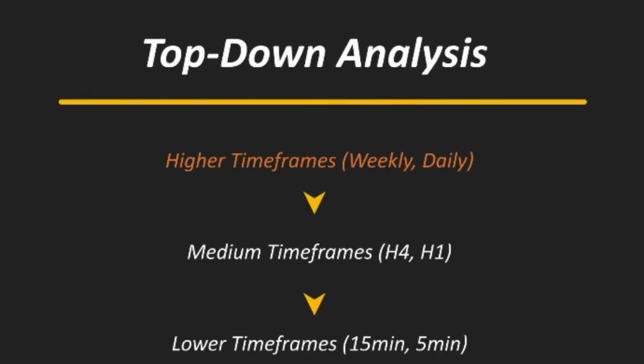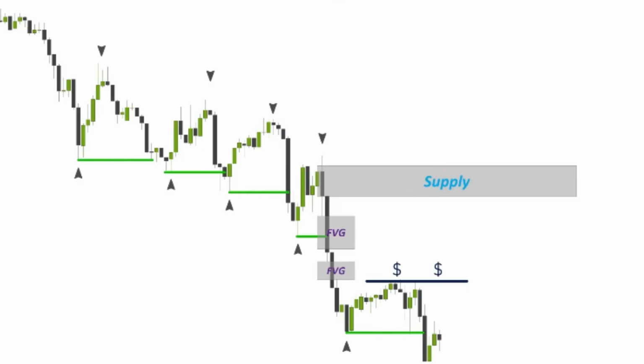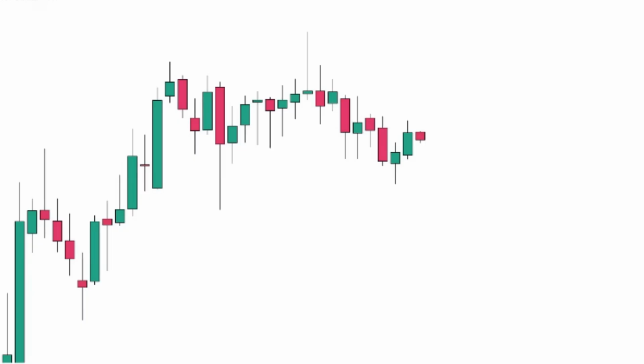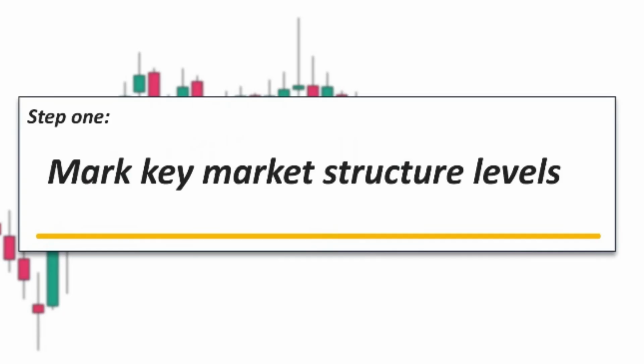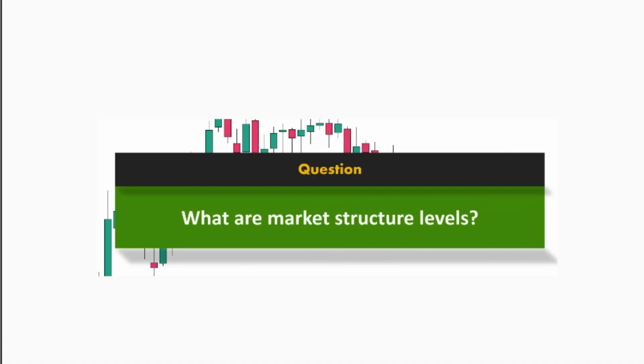Now let's apply this step by step. Step 1. Start with the weekly chart. On this chart, all we do is mark key market structure levels, nothing more. We don't apply other concepts here because they're unnecessary at this stage. Our main trading happens on the 1-hour and lower. These levels matter because when price touches them, we expect a strong reaction. What are market structure levels?